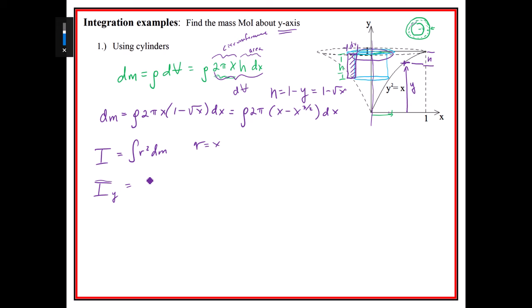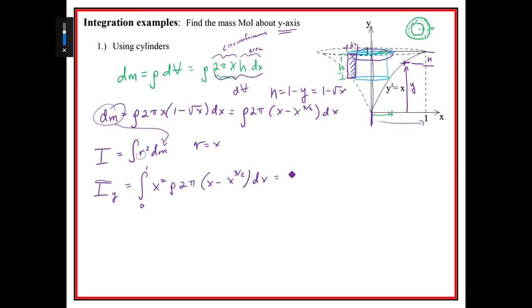It's actually going to be about the center of mass here. So we're going to integrate that from 0 to 1 of the integral of x squared, and then put in the dm in that place right there. So that's going to be rho, 2 pi x minus x to the 3/2 dx, and we integrate that.